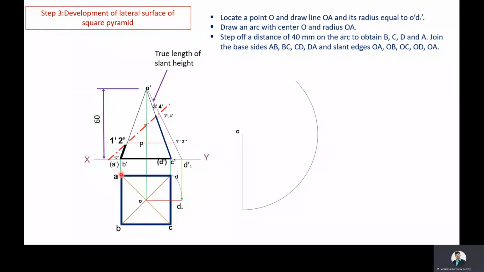After that, with base side length as a radius, with A as a center, draw an arc, then name this point as B. Here, base side length is 40 mm. With B as a center, with 40 mm as a radius, draw an arc. With that, you will get point C on this arc. With C as a center, 40 mm as radius, draw an arc, then name that point as D. With D as a center, 40 mm as radius, draw an arc, with that you will get point A.